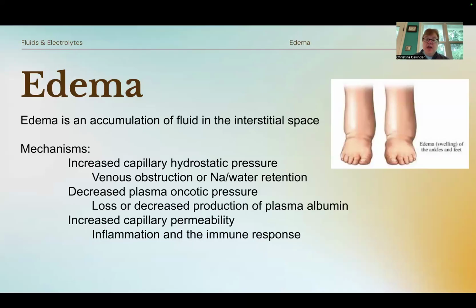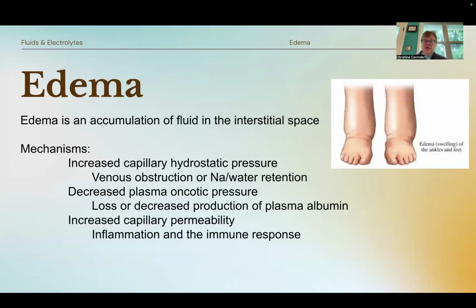So the mechanisms here: we have increased capillary hydrostatic pressure. So we have pressure from the inside of the vasculature moving water out to the interstitial tissue. We have this by venous obstruction, so we can't get the blood flow back up to the heart, or by sodium water retention. So it depends on if we have a high solute concentration in the tissues and that moves the water out, or we can't get the water out through the kidneys, so it pools down there. Excuse me.